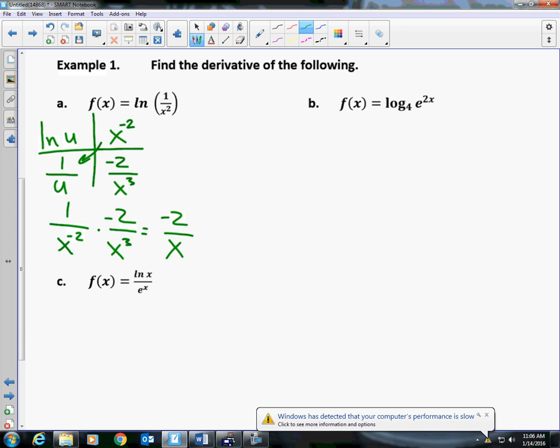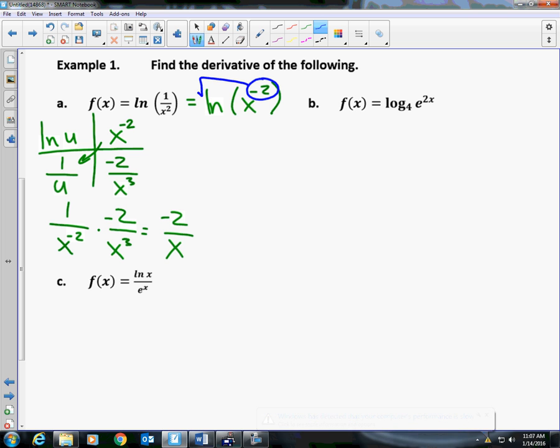Can I show you an easier way to do the problem? You like easier, right? Well, I'm going to write this as natural log of x to the negative 2. Now you need to see something that we learned yesterday about logarithms. Use a law of logarithms to rewrite that. What can I do? Yep, move it to the front. So natural log of x to the negative 2 is the same thing as negative 2 natural log of x.